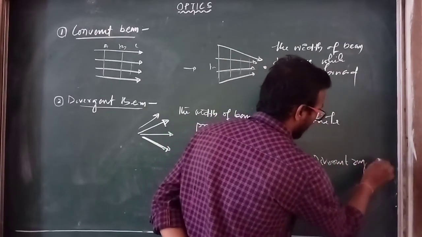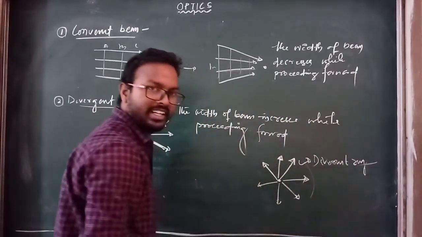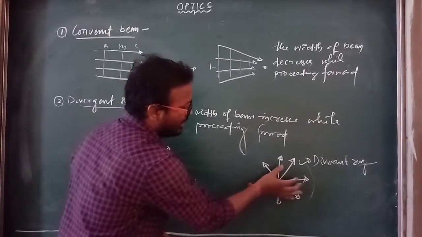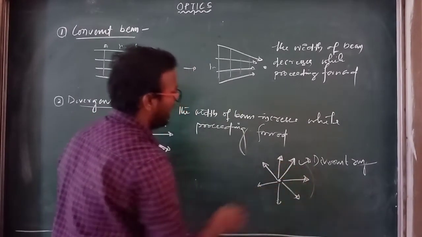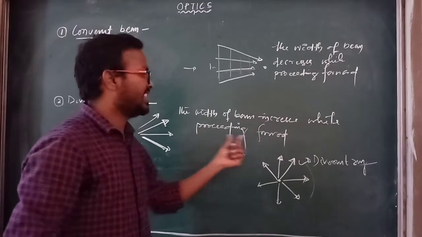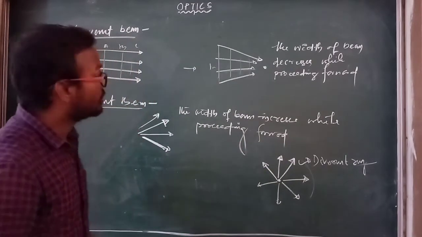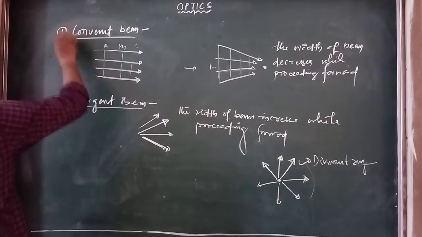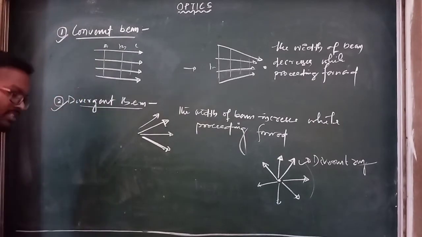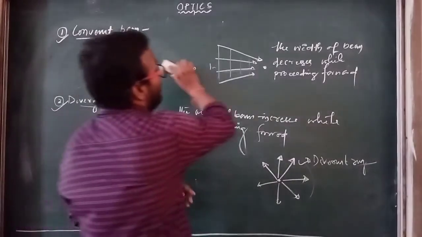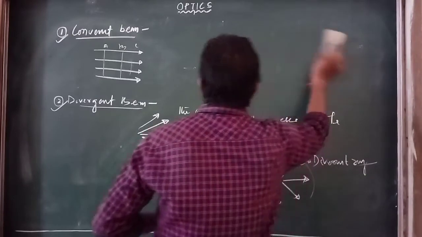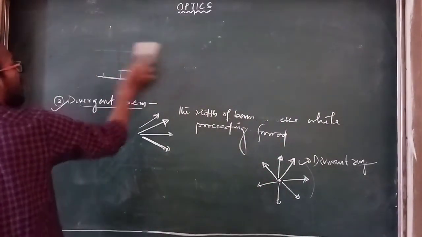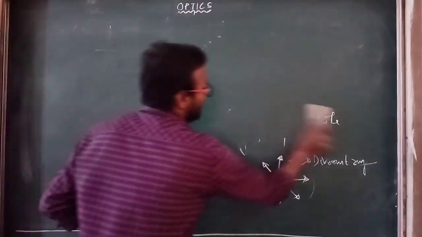Divergent rays, because they diverge from a point, and the width of this beam increases while proceeding in the forward direction. Clear? So these are the differences between convergent and divergent beams. Next, in ray optics, we will discuss only monochromatic light.